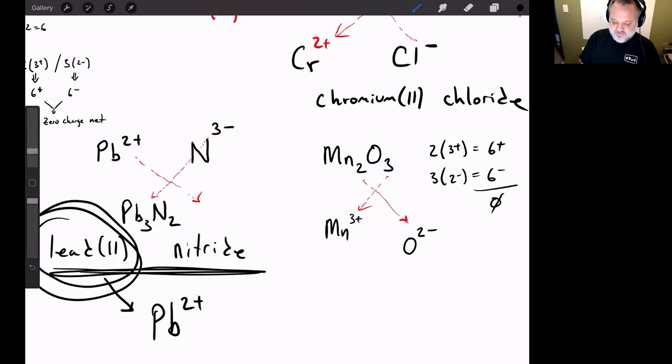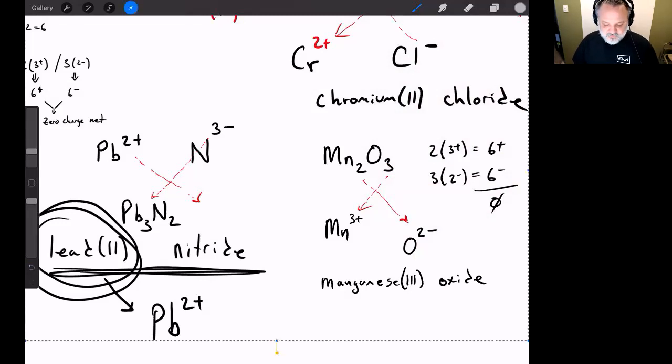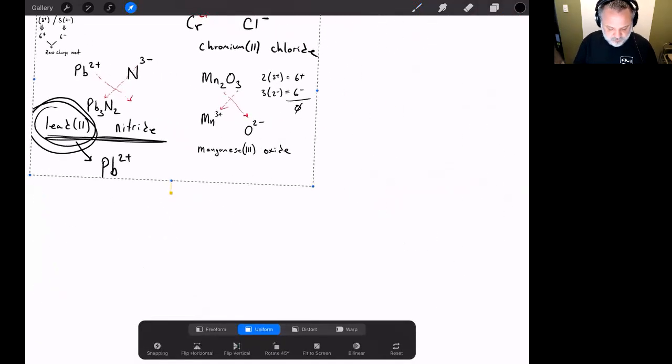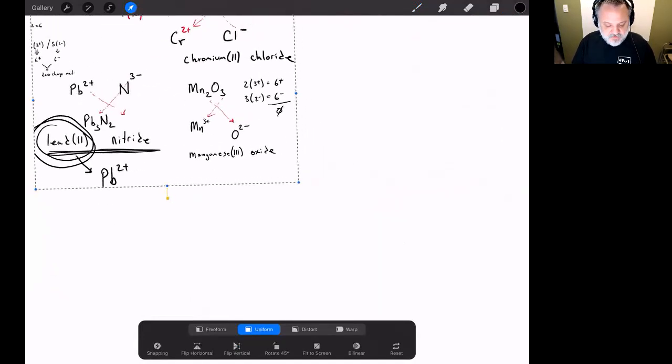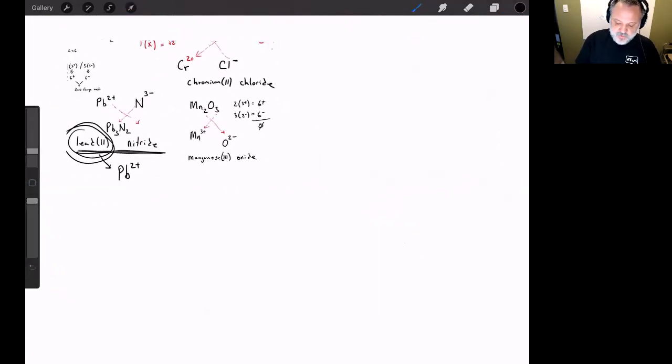And I just want to make sure that we use absolutely correct naming. The charge needs to be in parentheses, manganese. Oops, it's not 2, it's 3. Manganese 3 oxide is the name of this compound. Okay, let me show you some problems with this. Where do you get in trouble? The cross-down method will work almost every time, except it gets you into some trouble like this.